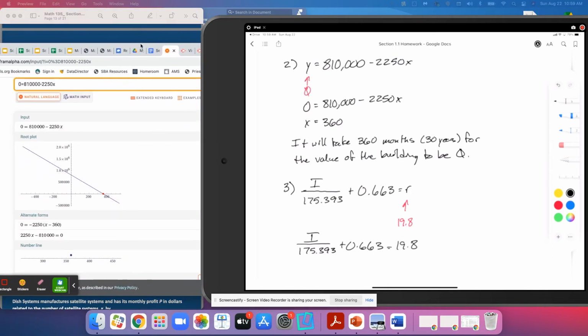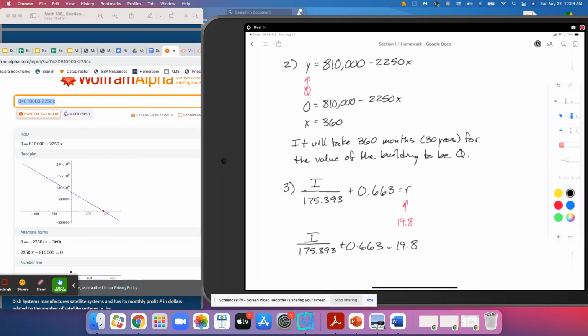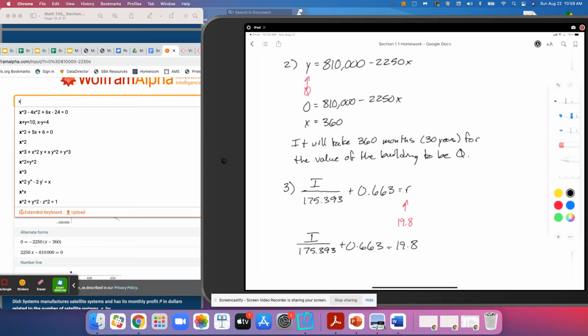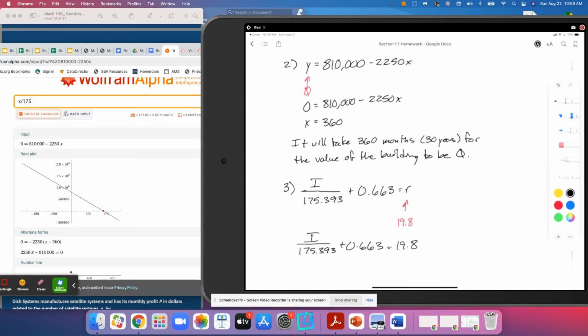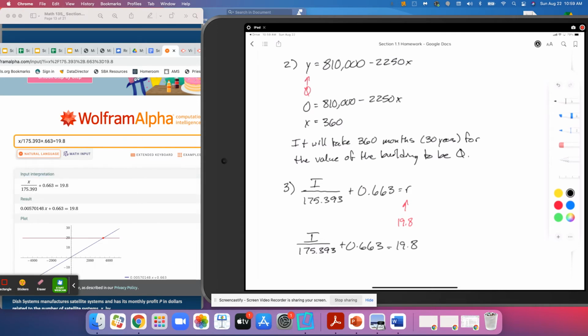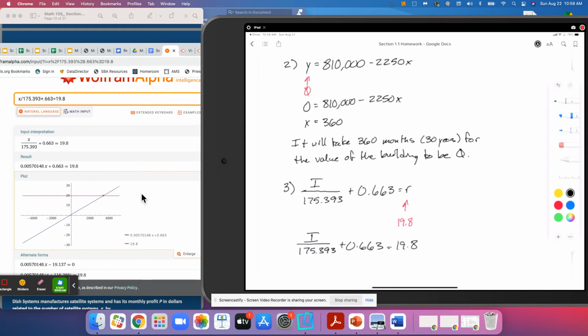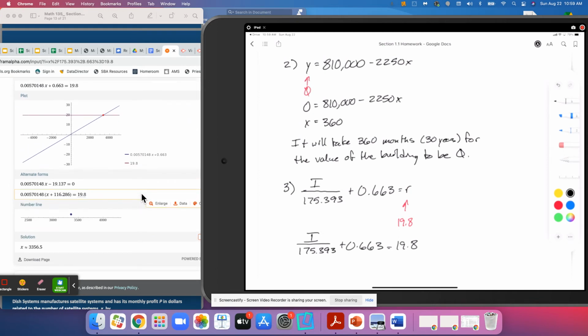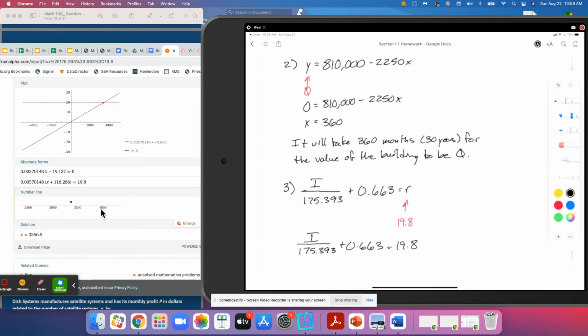So for Wolfram here, again, Wolfram sometimes trips out if I use the letter I because I also means an imaginary number in some instances, and so I'm going to replace I with X, just so Wolfram doesn't trip out, plus 0.663 equals 19.8. And so just as we see it in our equation, we're going to give it to Wolfram. Again, I will usually replace I with X because in math terms, I means imaginary number or the square root of -1. And so anyways, we're going to go ahead and down here and find the solution.